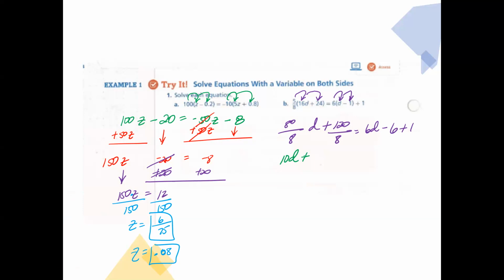120 divided by 8 is going to give me a 15. On the right side, I'm going to combine like terms. Negative 6 plus 1 is going to give me a negative 5. And at this point, I have a 10D and a 6D. I always want to move the smallest number, so that way it's going to ensure me that I have everything positive. So I'm going to subtract 6D on both sides.